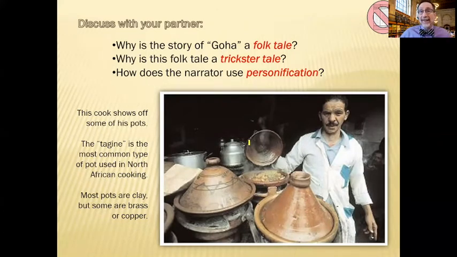How about, why is it a trickster tale? Now that one's a lot easier. Think about that for a second. Why is this a trickster tale? All right, exactly. It's a trickster tale because Goha is able to pull the wool over his neighbor's eye.